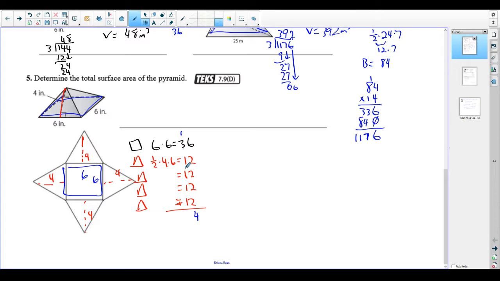Let's see, 1, 3, 4, 5, 6. That's 84 inches squared. That's the total surface area.